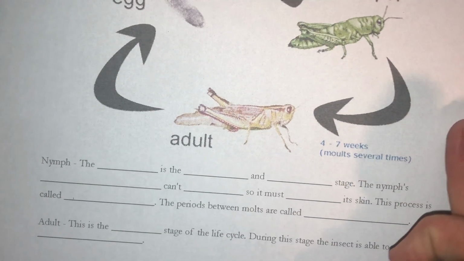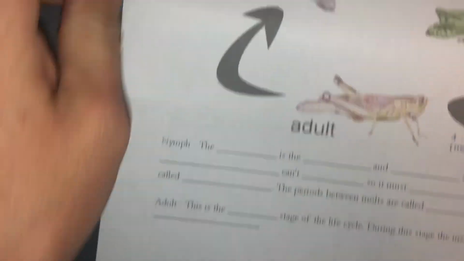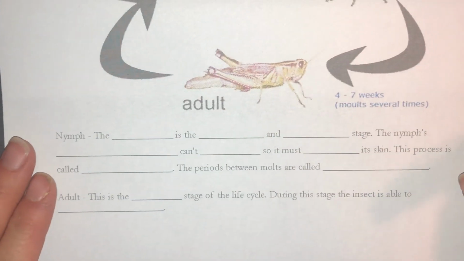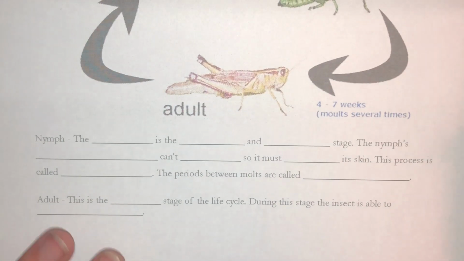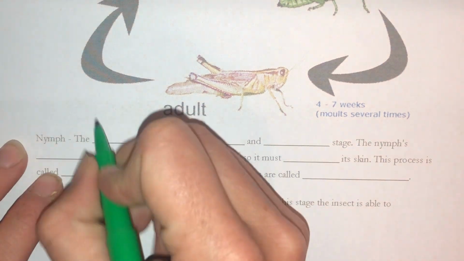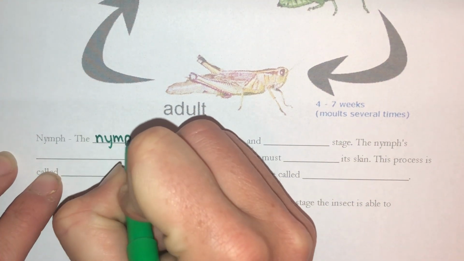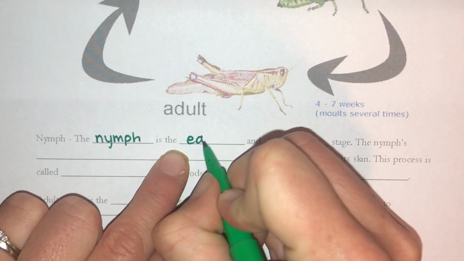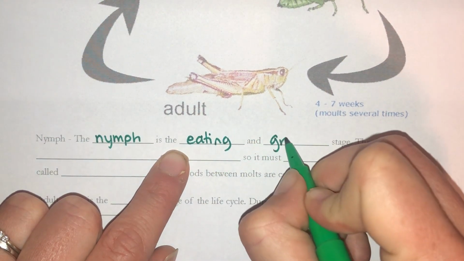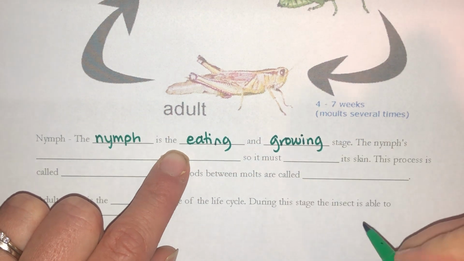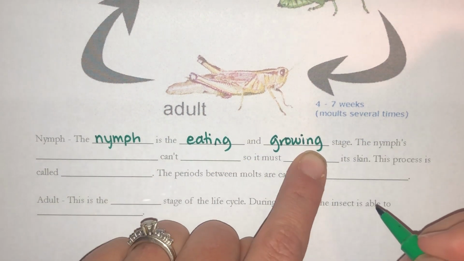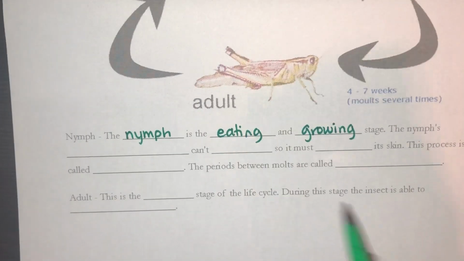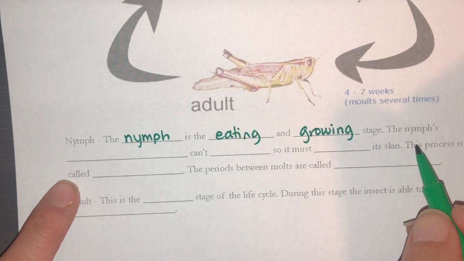Now I like to joke that the nymph stage is like the teenager stage for the insect. So the nymph stage is the eating and growing stage. It's where all the basic body parts are there, but now this insect needs to get a lot bigger. So the nymph stage is the eating and growing stage. And I joke that that's the teenager stage because teenagers eat and grow.